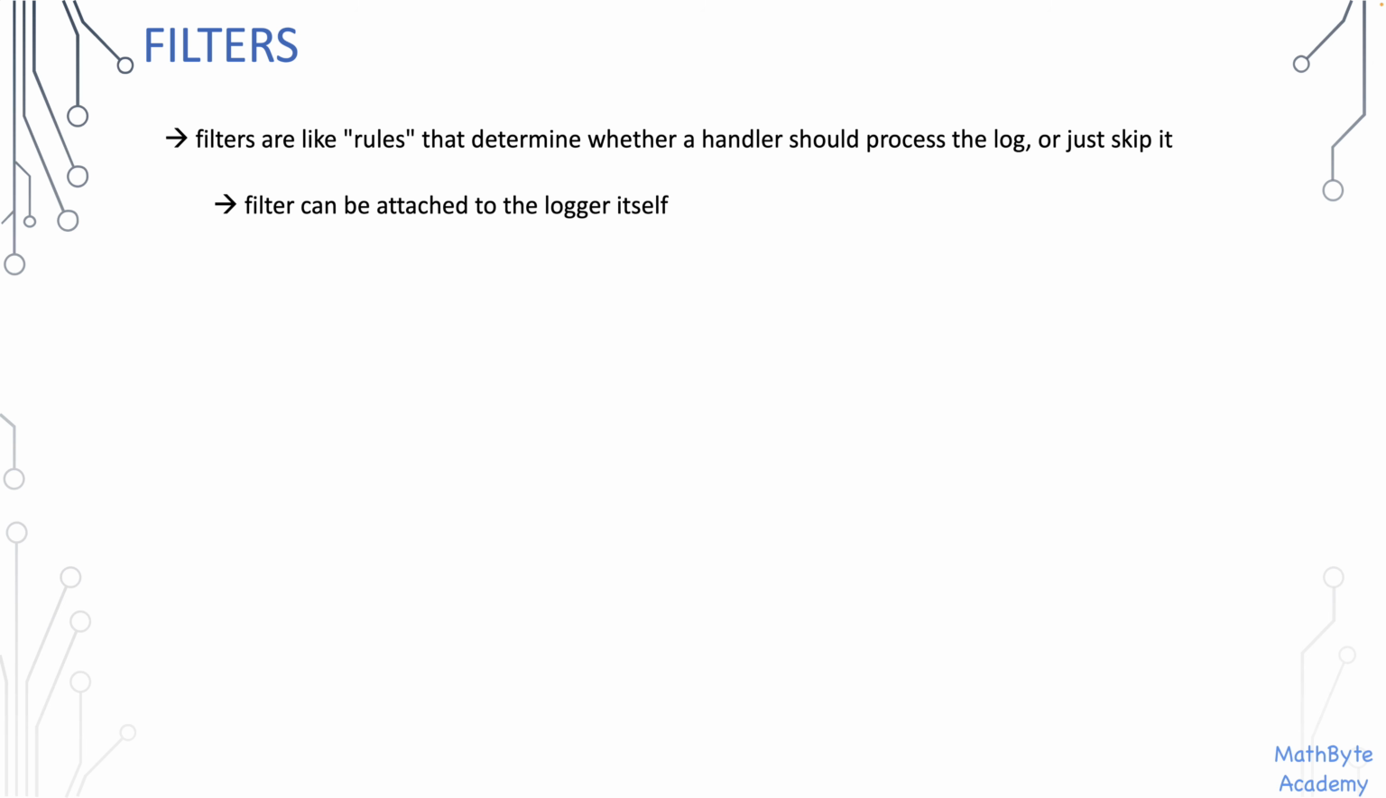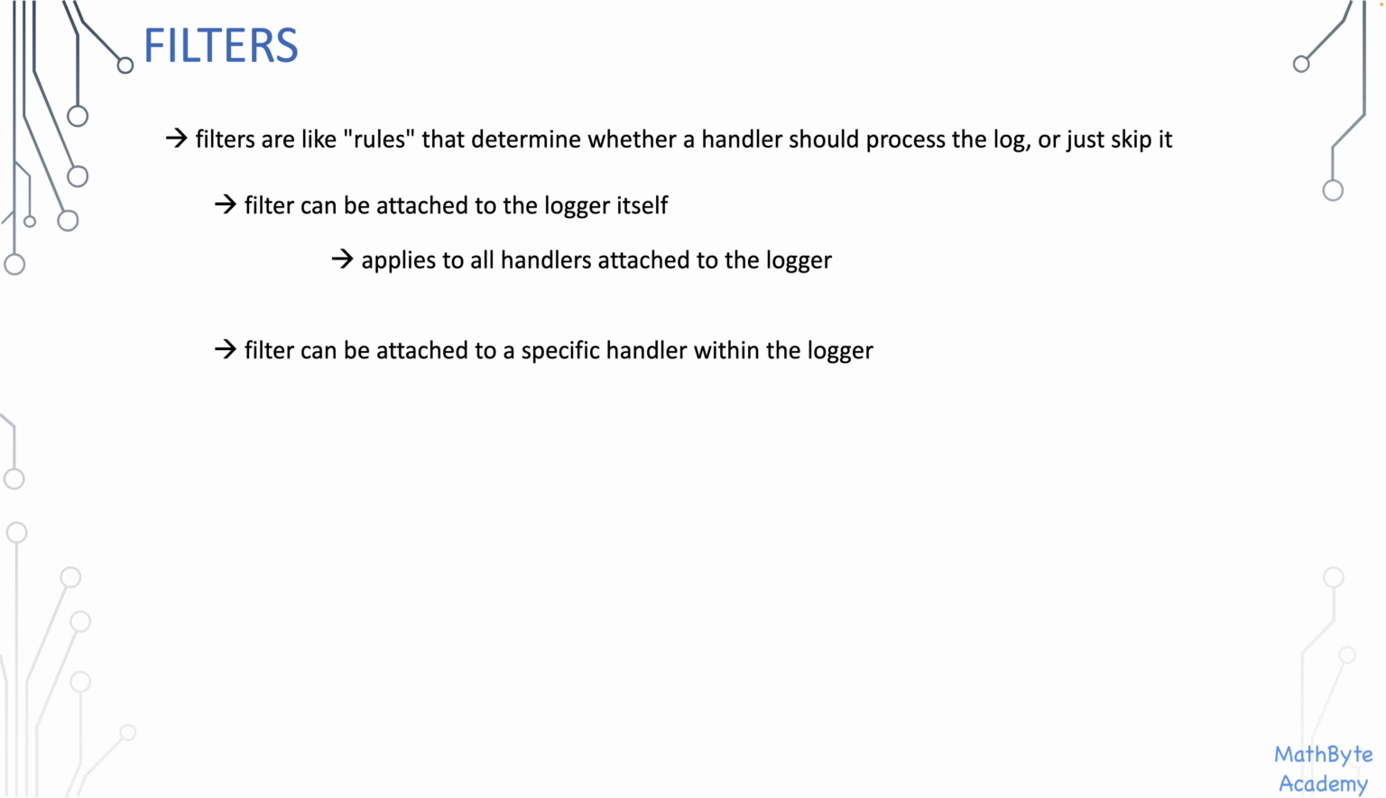So the filter can be attached to the logger. So you can actually have filters that are attached to the logger in general, which means that it will apply to any handler defined on the logger, right? It will apply to all the handlers. But a filter can also be attached to a specific handler within the logger. So you could add filters to the logger and or to the handlers. And again, the concept of filtering is pretty straightforward. Where things get a little more complex is when you have different filters on the logger and on the handlers, and then it becomes like, okay, what's going on?